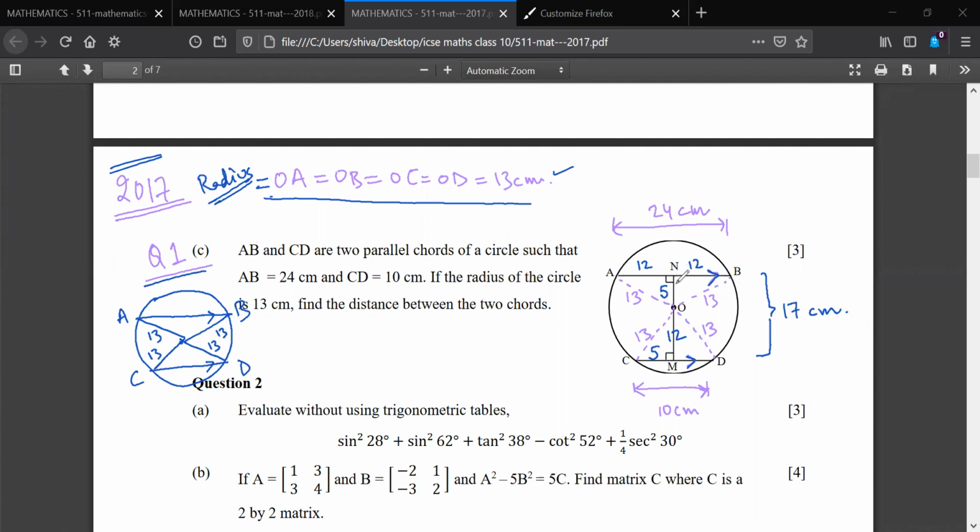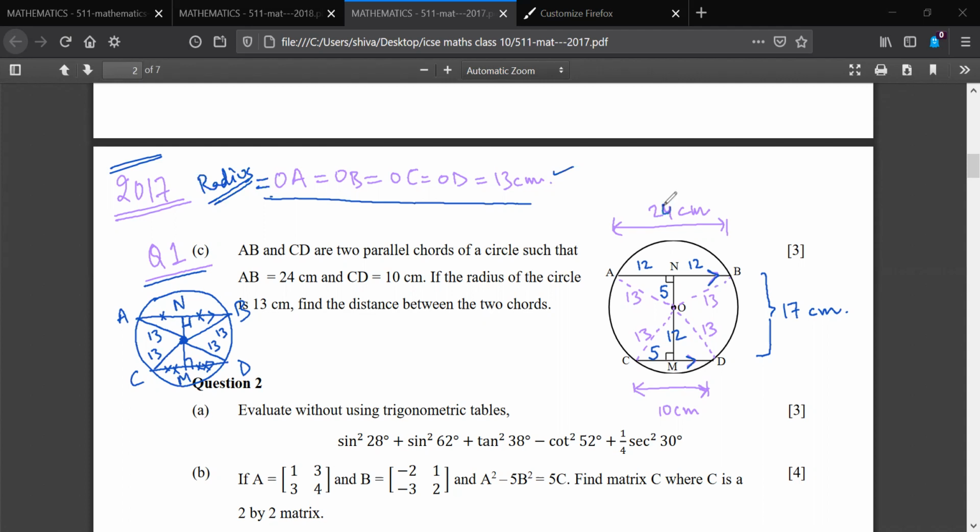Now I can see that this is a perpendicular. This is a perpendicular. This is also a perpendicular. Now, from the center to the chord, if a perpendicular is drawn, by one of the theorems, this side would be equal to this side. Any doubt about this? No, sir. Similarly, this side would be equal to this side. Any confusion about this? No, sir.